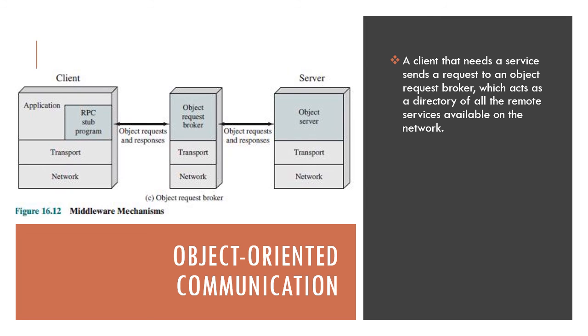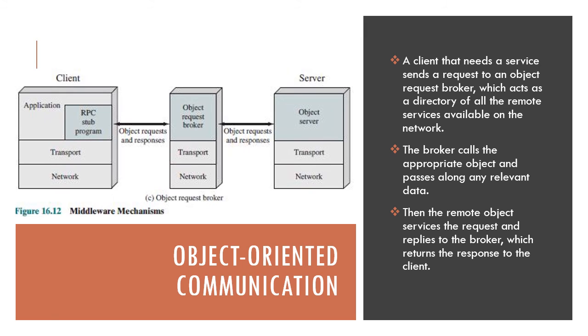Object-oriented communication. A client that needs a service sends a request to an object request broker, which acts as a directory of all the remote services available on the network. The broker calls the appropriate object and passes along any relevant data. Then the remote object services the request and replies to the broker, which returns the response to the client.